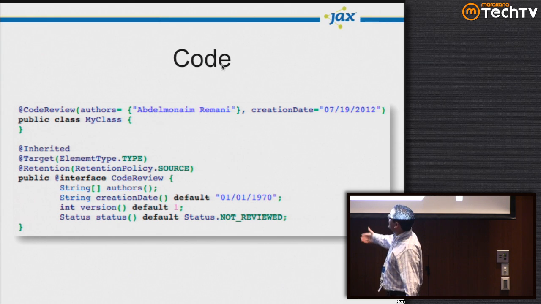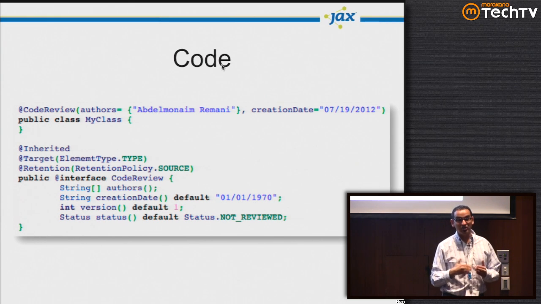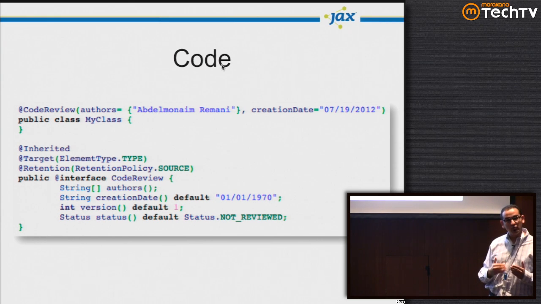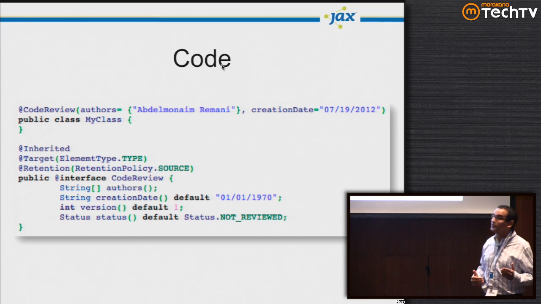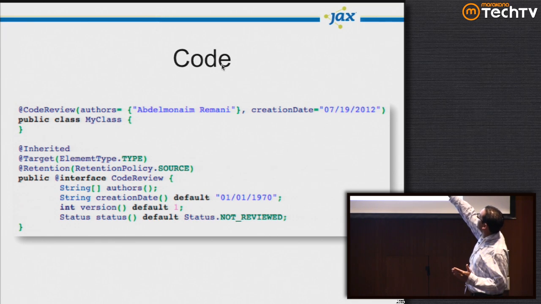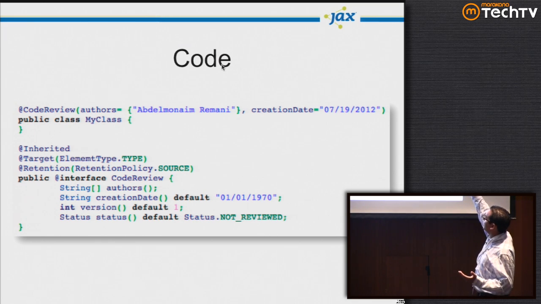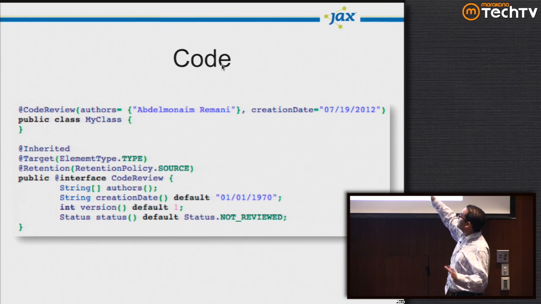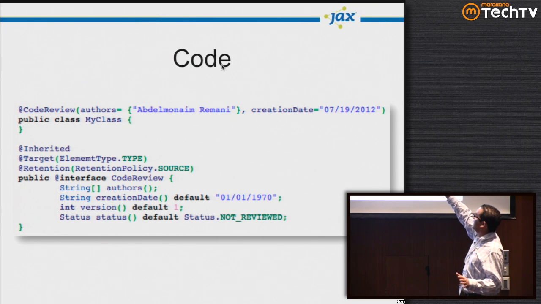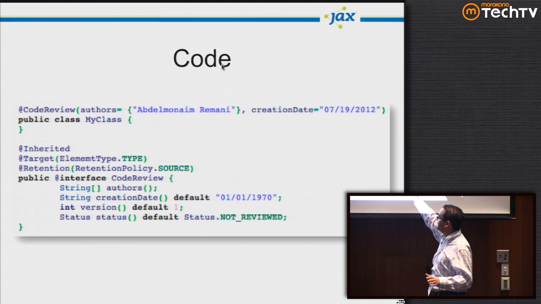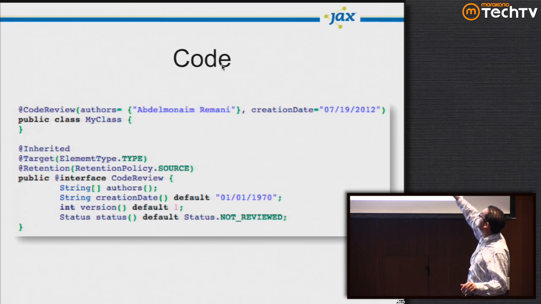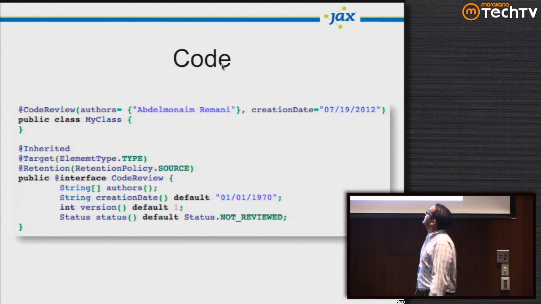Notice that if you don't provide a default on the Java annotation, the compiler would actually force you to provide a value. So I only provided a list of authors and the creation date. I would be just fine with creating just the list of the authors, and everything would get a default. Java is not going to complain. But you also have the option of overriding the default value.